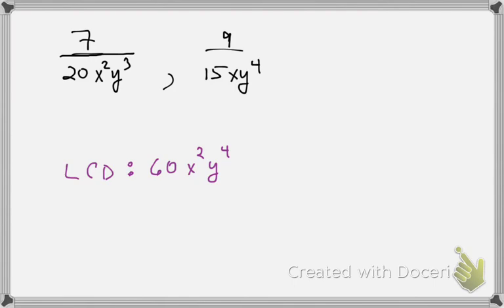Is this right? So what has to happen? What is the LCD? It's got to be something bigger that they both can go into. Will 20x squared y cubed go into 60x squared y to the 4th? Yes. Will 15xy to the 4th go into 60x squared y to the 4th? Yes. Now, how confident do you guys all feel? He came up with it pretty quickly. All right. Is he an expert LCDer?